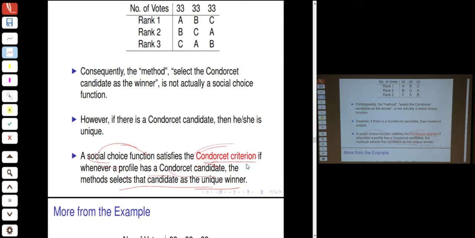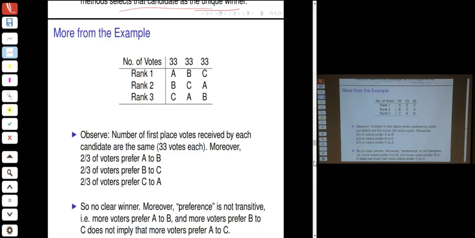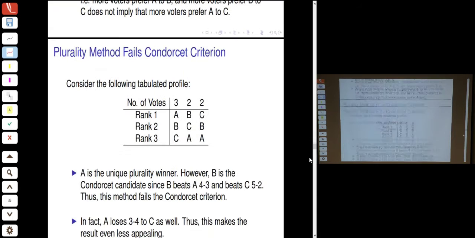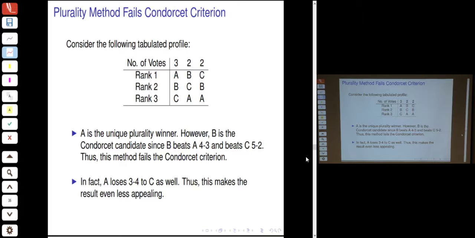So, if there is no Condorcet winner, nothing to do, we have to do something else, but if the Condorcet candidate or the Condorcet winner exists, then our social choice function picks out that candidate as the unique winner. And this kind of social choice function is said to satisfy the Condorcet criterion, and we saw that the plurality method satisfies the Condorcet criterion.